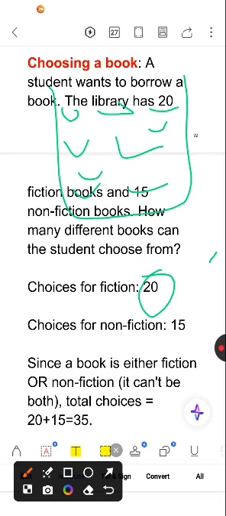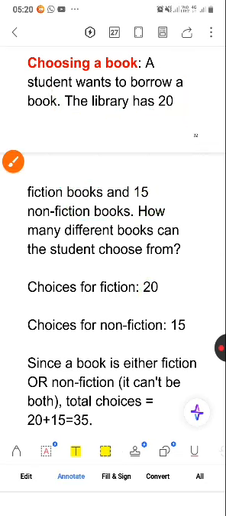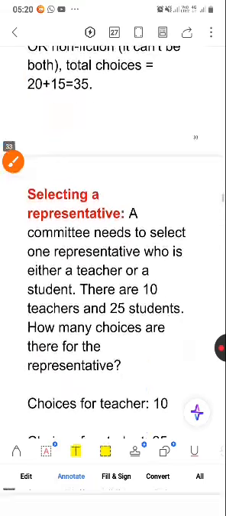So how many different ways can this be selected? We need only one book, not two. If it is a fiction book, there are 20 possibilities, and if it is a non-fiction book, there are 15. So the number of different ways that the book can be selected, either a fiction or non-fiction book, is going to be 20 plus 15, which is 35. This is the main difference between the two basic counting principles, the multiplication and the addition.